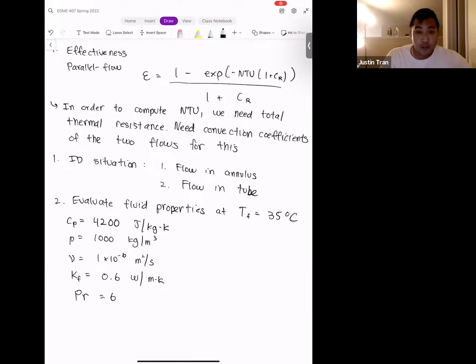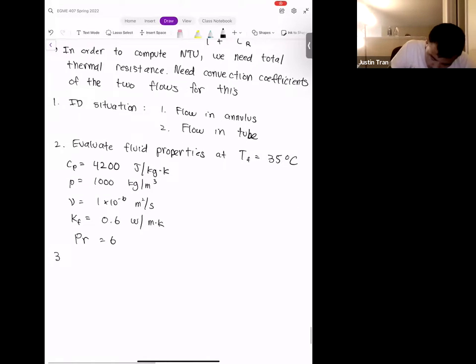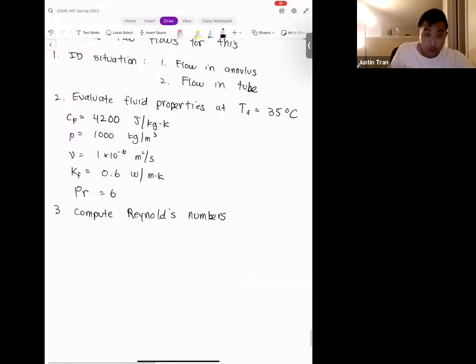All right, so those are all the fluid properties. And so the next thing that we need to do is compute the Reynolds numbers. We'll start with the inner pipe. The Reynolds number for the inner pipe is going to be the mean velocity times the inner diameter divided by the viscosity, where the mean velocity here is going to be our volumetric flow rate that was given to us in the problem.